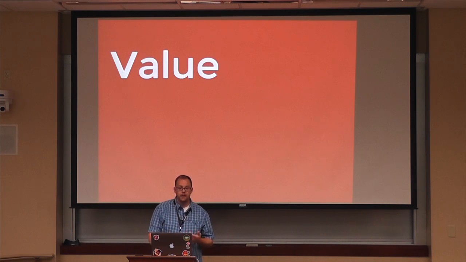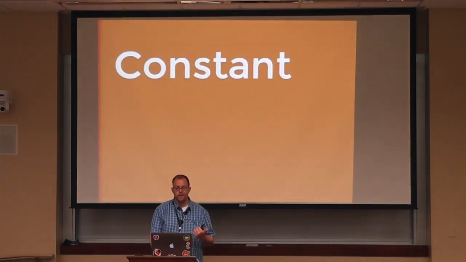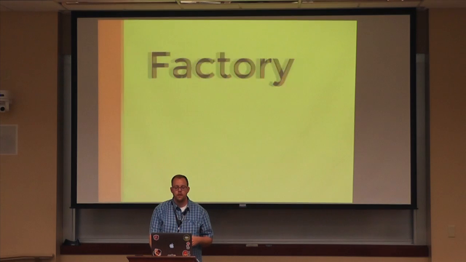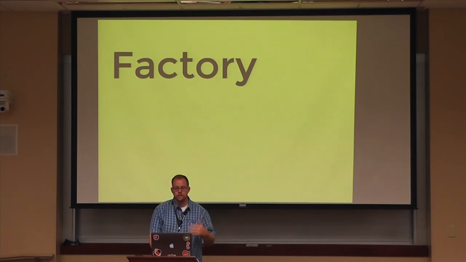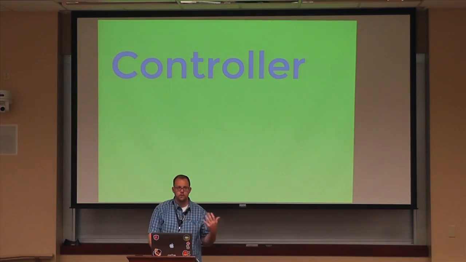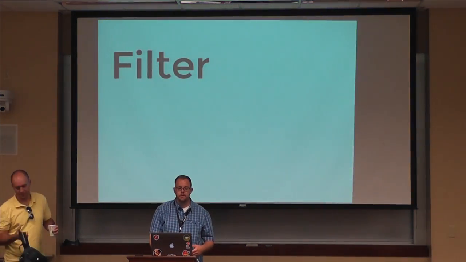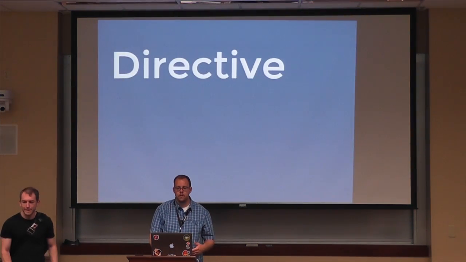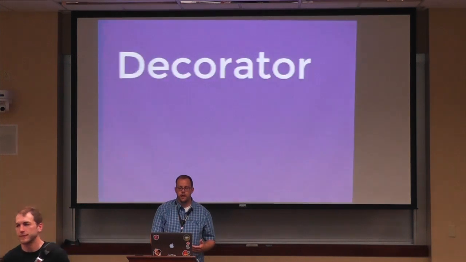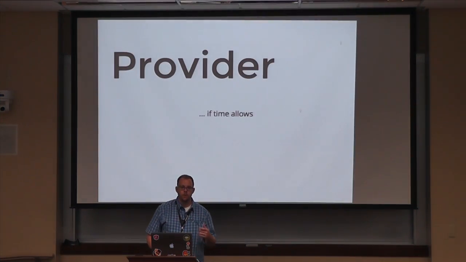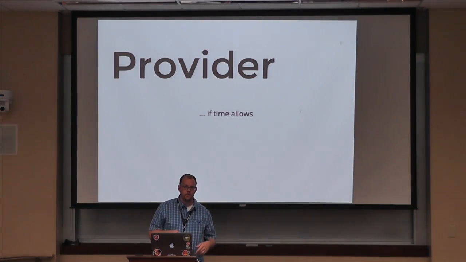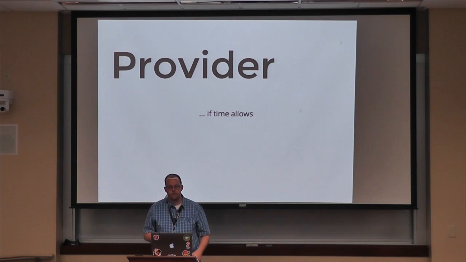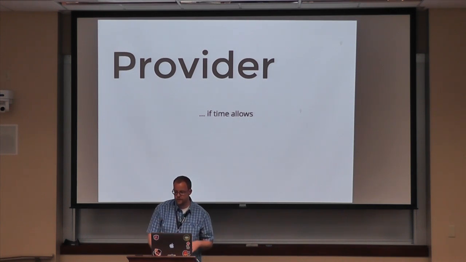We're going to start with testing values. We're going to move on to constants, which are similar to values. Factories, which are singleton services. Controllers, which are kind of the glue between your view and your services. Filters, directives, interceptors, and decorators. And if we have time, we'll circle back to providers since there are some nuances to testing providers.